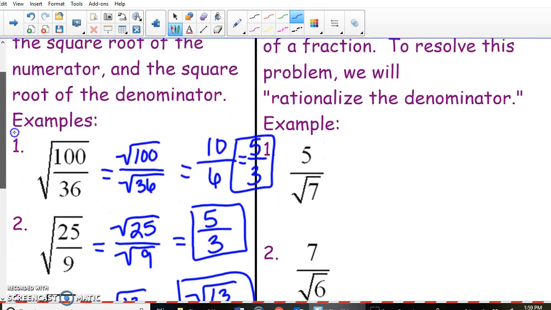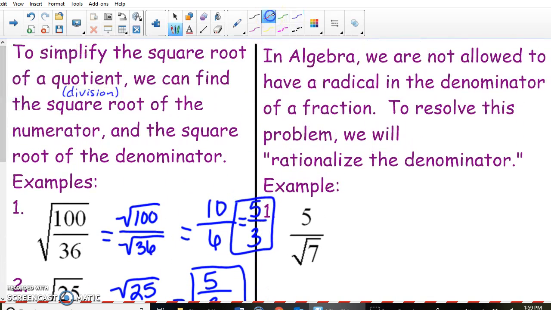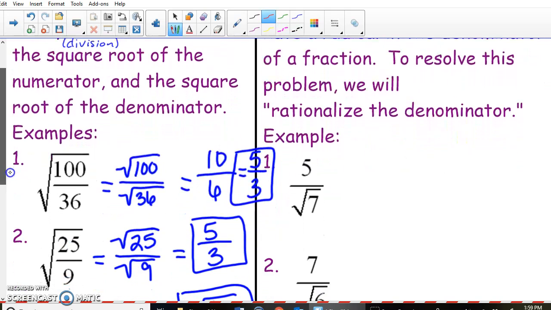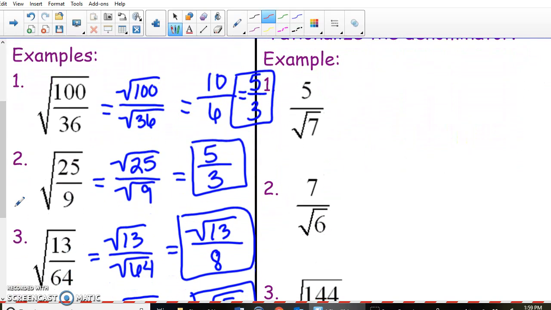Okay, and then the very last kind of problem you're going to see is ones where you need to rationalize the denominator. That just means that we can't have any square roots in the denominator. It's kind of frowned upon in math. So what we're going to do to get rid of that is we're going to multiply by the denominator. So I'm going to multiply both the top and the bottom by the square root of 7.